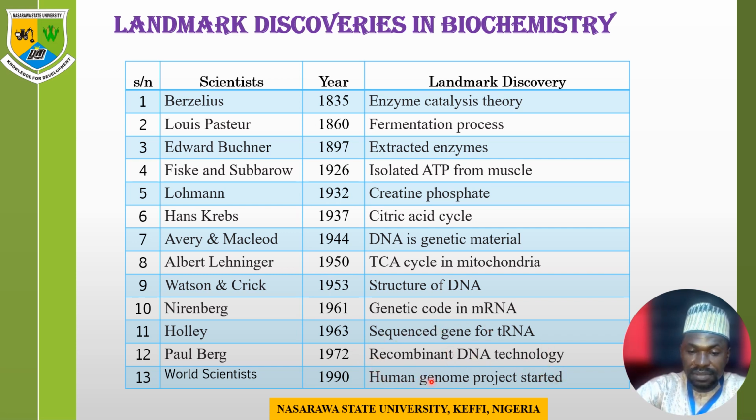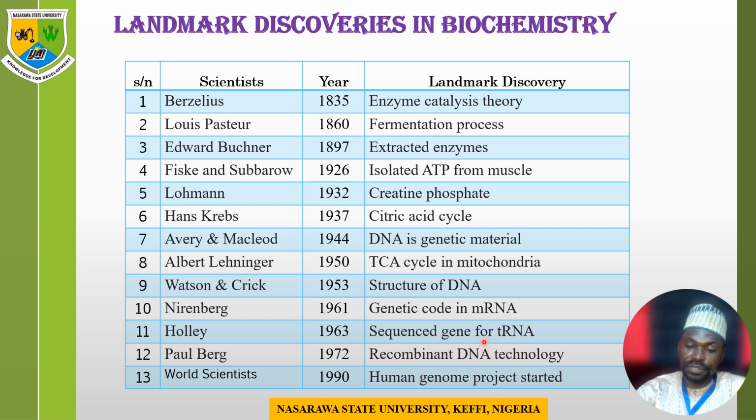And then of importance is the Human Genome Project that began in 1990. This one is not by one scientist or group of scientists, but by so many countries of the world that came together and sequenced the genes of humans so that we know which gene is responsible for sickle cell, which gene is responsible for, say, Alzheimer's disease, which particular gene is implicated if somebody is having phenylketonuria, now a metabolic disease.